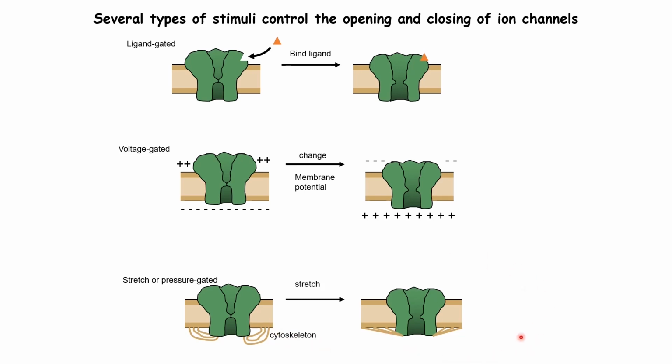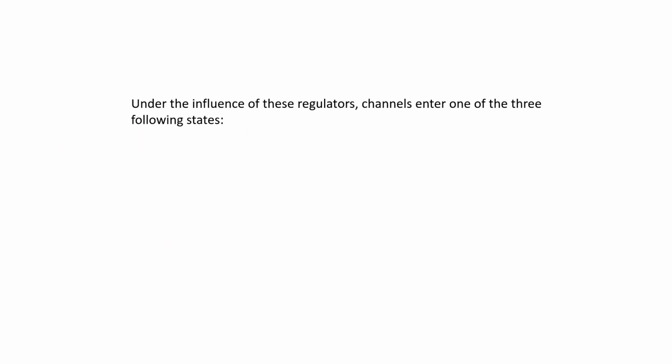And so it can go from closed to open state or vice versa. And you can imagine that these kinds of ion channels are important in the sensation of touch. So these are the three major types of stimuli that can control the gating of ion channels. And in particular, these voltage gated ion channels are going to be important for the generation of action potentials. So given these external triggers, the channels can go in different states. And we have already been talking about the open state and the closed state.